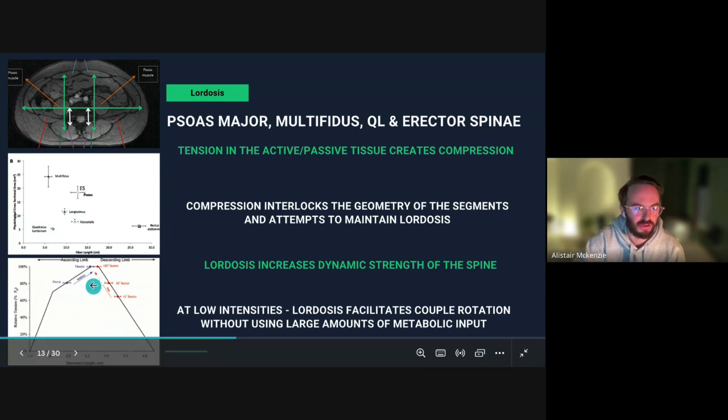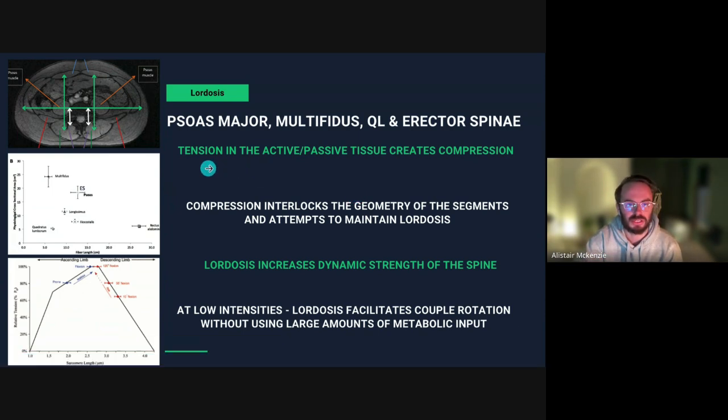Then if we look at the force length curve, we can see here nicely, when we talk about balancing in the lordotic curve, that the multifidus sits on the ascending limb of the force length curve and the psoas sits on the descending limb. So the psoas contributes primarily in outer range when we're stood up, and the multifidus contributes primarily in inner range when we're stood up. There's that nice balance. So when we're looking at lordosis, we think about the tension in the active and passive tissues creating a compression along the spine that acts according to the direction of the spinal curve, called a follower load. This compression interlocks the geometry of the segments and attempts to maintain the lordosis, which maintains the force length curve so that we can transfer and increase torque strength.